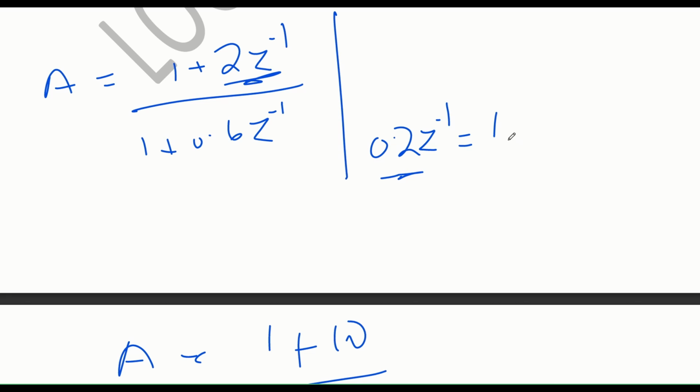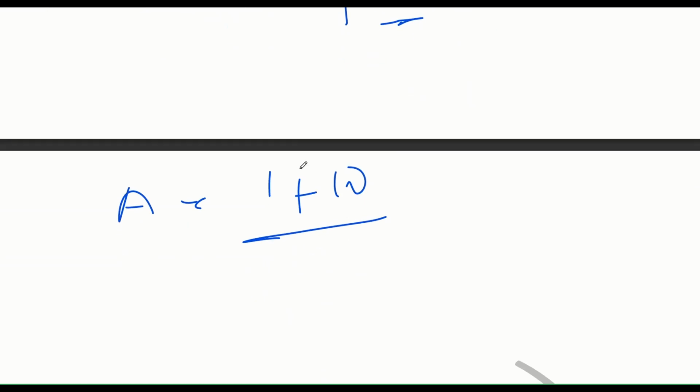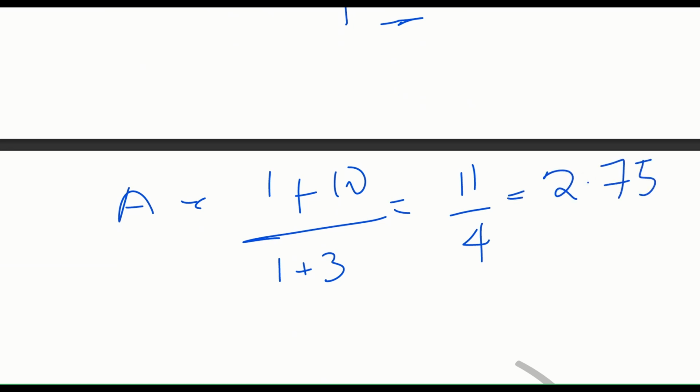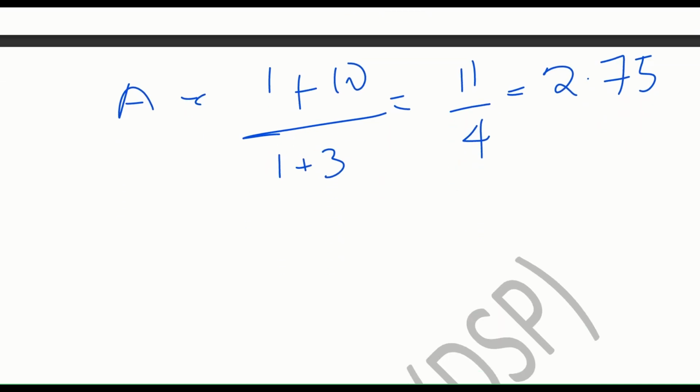You multiply 1 by 3, get 3 here. So the denominator will be just 1 plus 3. And our answer will be 11 over, I think, 4. And this, I think, is just 2.75. Okay? So we are done with A. Then we go and find B.